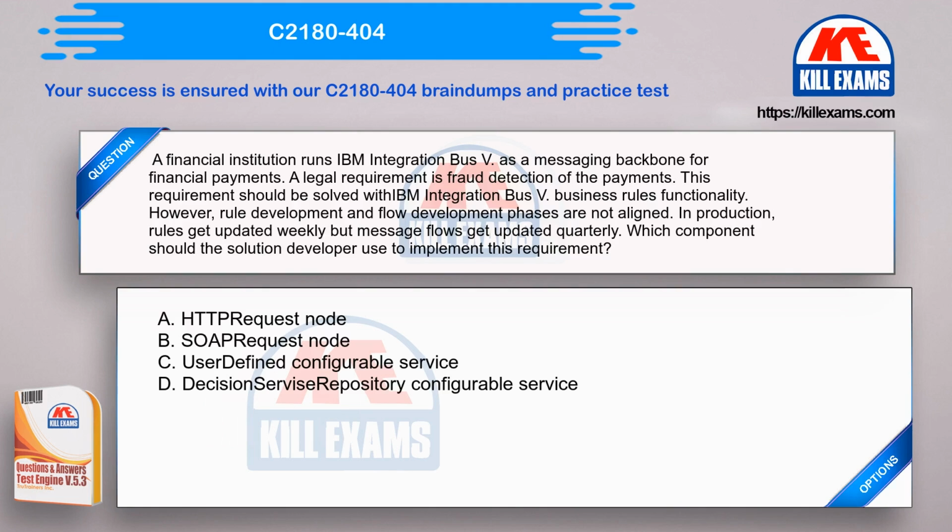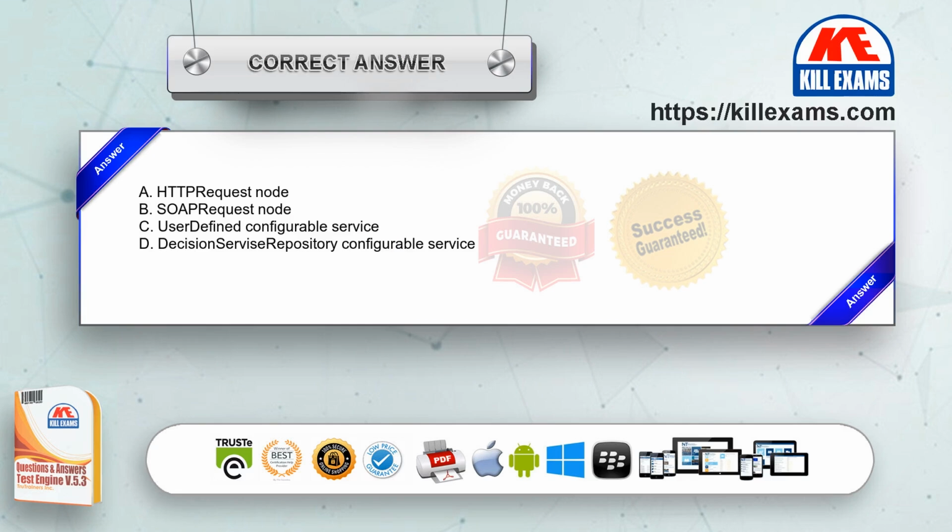Which component should the solution developer use to implement this requirement? Option A. Request node. Option B. SOAP request node. Option C. User-defined configurable service. Option D. Decision Service repository configurable service. The correct answer is option A.